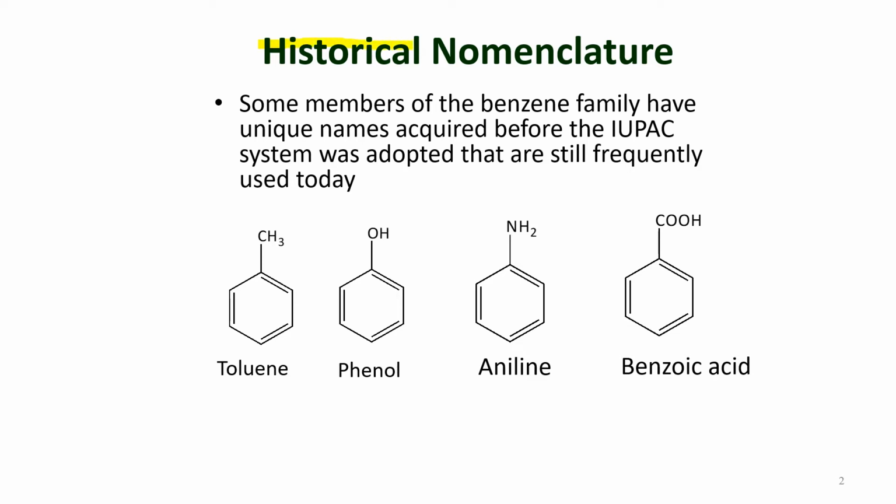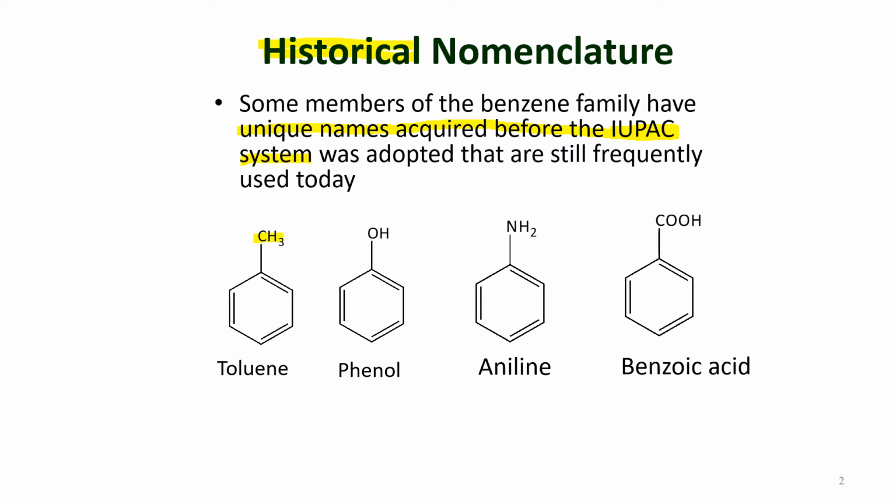And then there is this historical nomenclature. So some members of the benzene family have unique names. So they've got totally different names, you can say, that were acquired before the IUPAC system was applied. So these are historical names, old names, you can say, before the IUPAC system, and they were adopted and are still frequently used even after the IUPAC system.